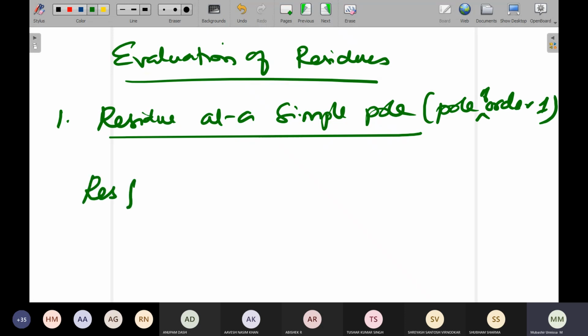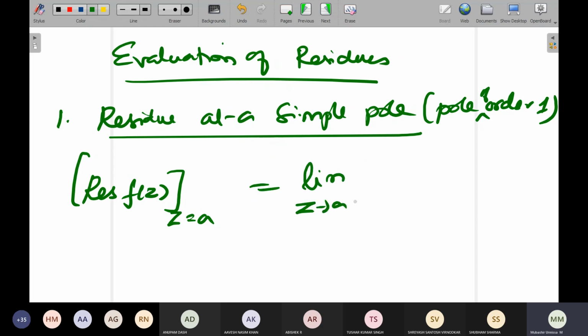We have a formula. Residue of the function f of z at z equals a. Suppose z equals a is a simple pole. In that case, the value will be limit z tends to a, (z minus a) into f of z. This is the formula. Without integrating, we are finding it.